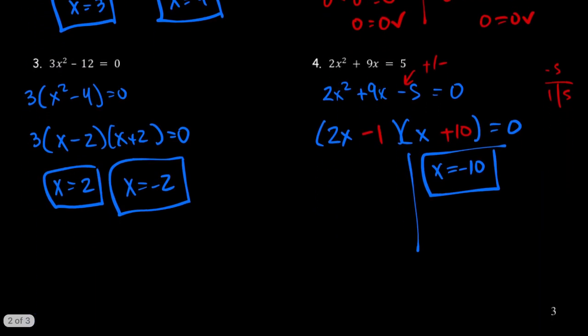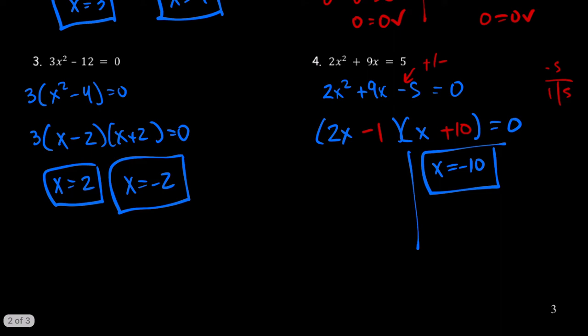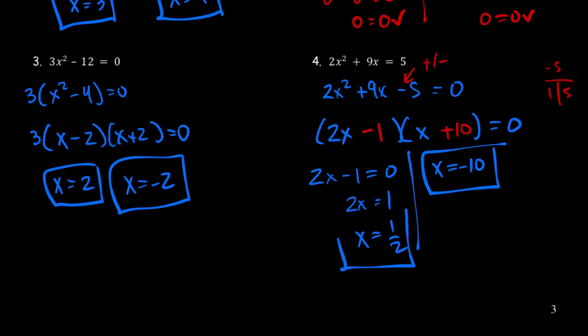Well, just a little bit more challenging here. Set the factor equal to 0. Well, now let's solve this. Add 1 to both sides. I get 2x equals 1. Divide both sides by 2. I get x equals 1/2.